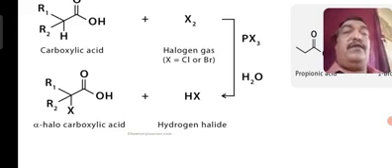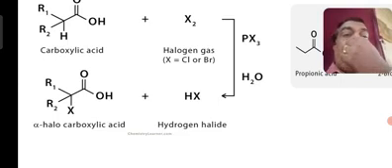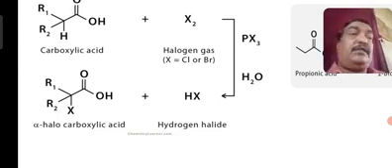Why is it called alpha halo carboxylic acid? You can see the halogen X is adjacent to the C double bond O. The carbon adjacent to the carbonyl group is in the alpha position, therefore it is called the alpha carbon. The next carbon contains R1, R2, and X. Therefore, it is called an alpha halo carboxylic acid.